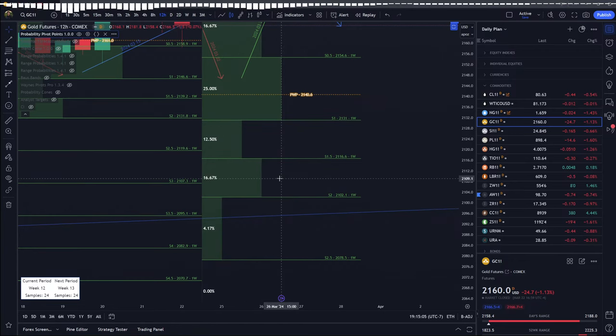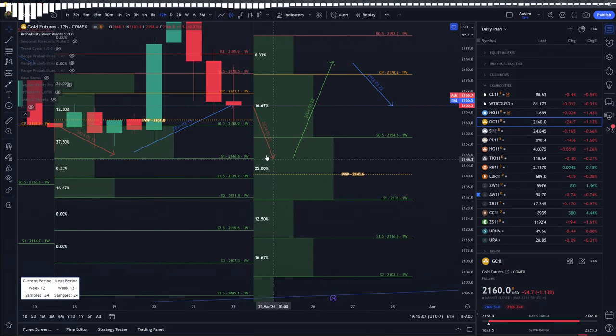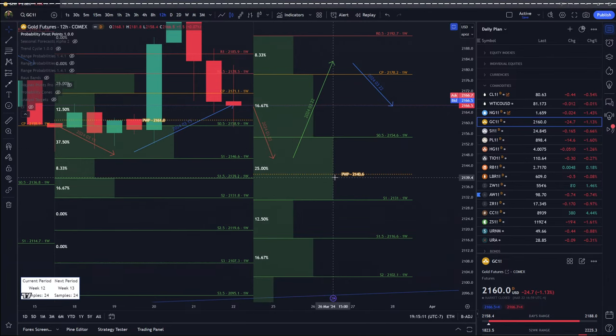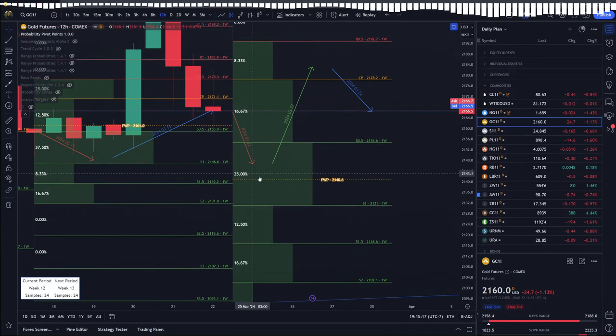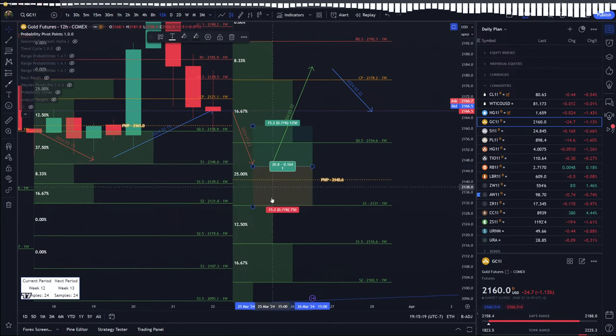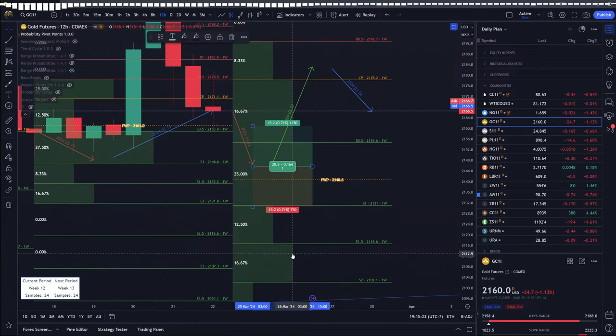So, in situations like this, you've got to reduce your risk. I would be reducing my risk in spots like this, because what if the thing slides low? It becomes a lot harder to trade this.